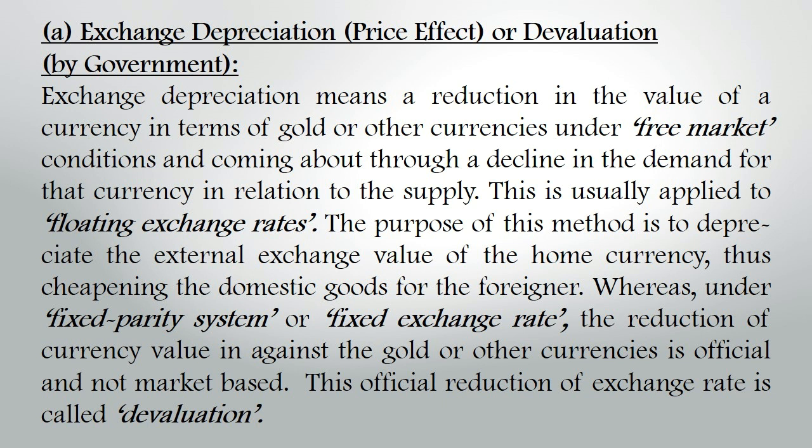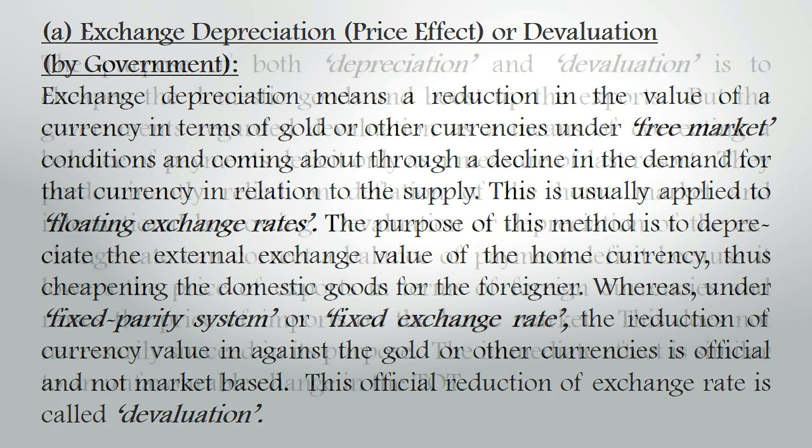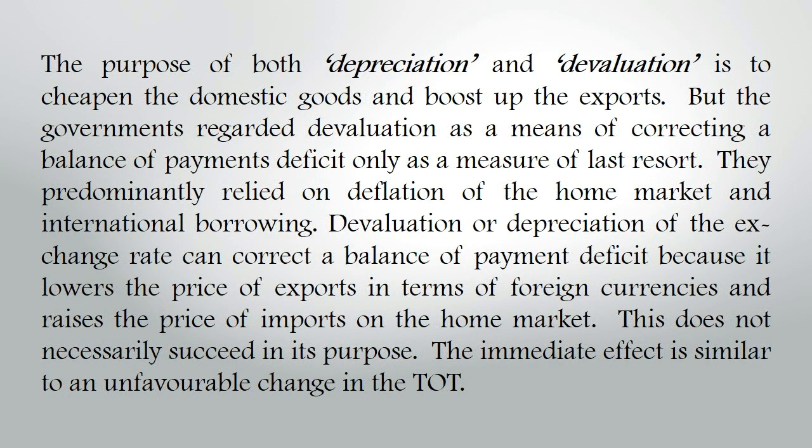The purpose of this method is to depreciate the external exchange value of the home currency, thus cheapening the domestic goods for the foreigner. Whereas, under a fixed parity system or fixed exchange rate, the reduction of currency value against gold or other currencies is official and not market-based. This official reduction of exchange rate is called devaluation. The purpose of both depreciation and devaluation is to cheapen the domestic goods and boost up the exports. But governments regarded devaluation as a means of correcting a balance of payments deficit only as a measure of last resort. They predominantly relied on deflation of the home market and international borrowing.